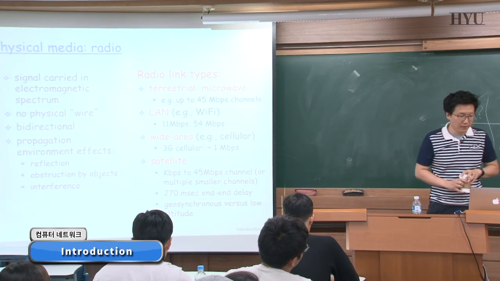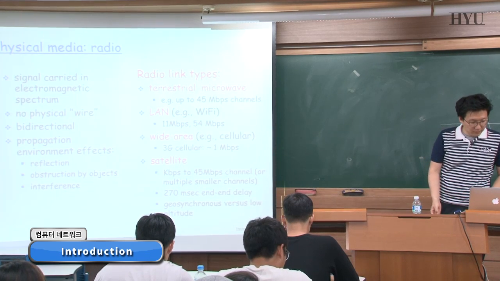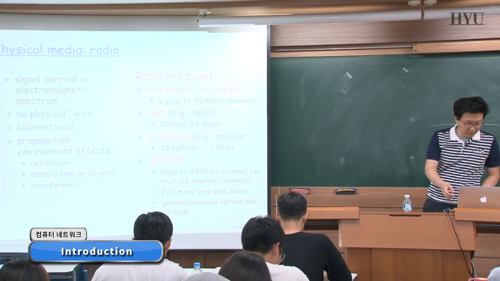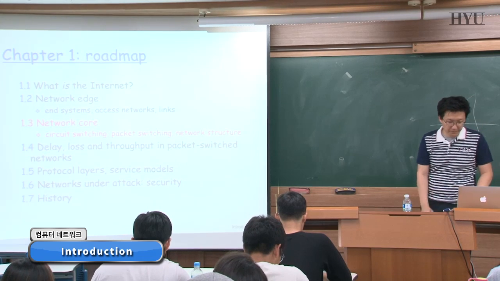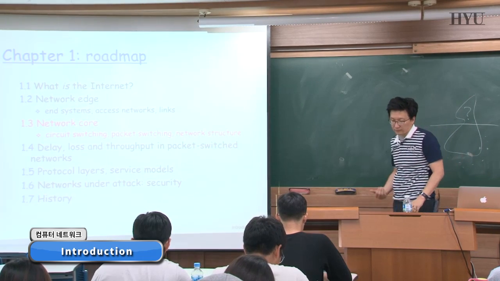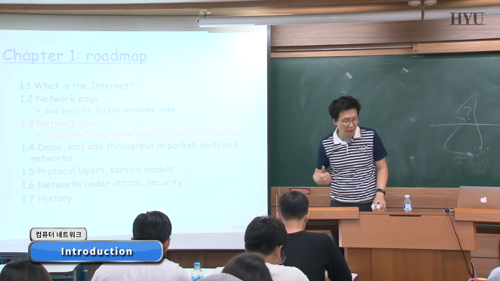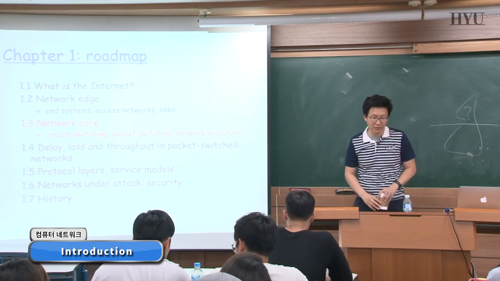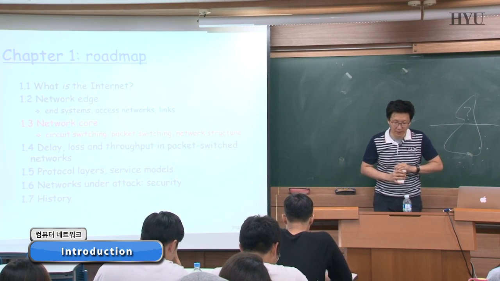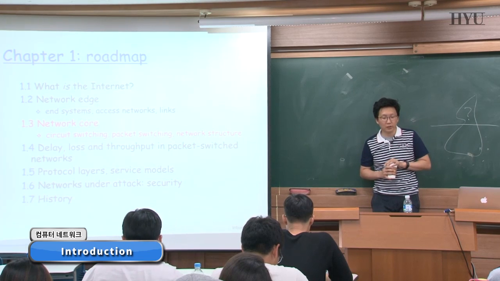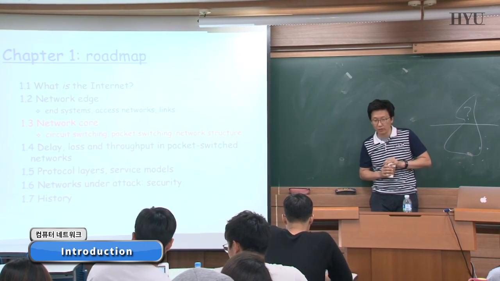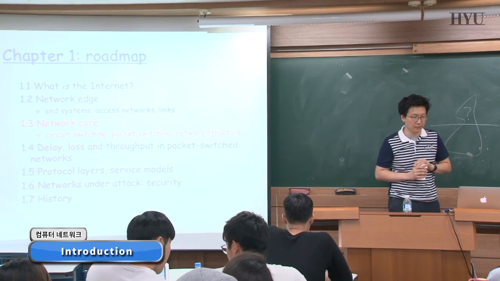Anyways. What else? That was a very brief overview of the network edge. Different techniques were being used, and so on. Now the network core: circuit switching, packet switching, and network structure. A bit more technical now.